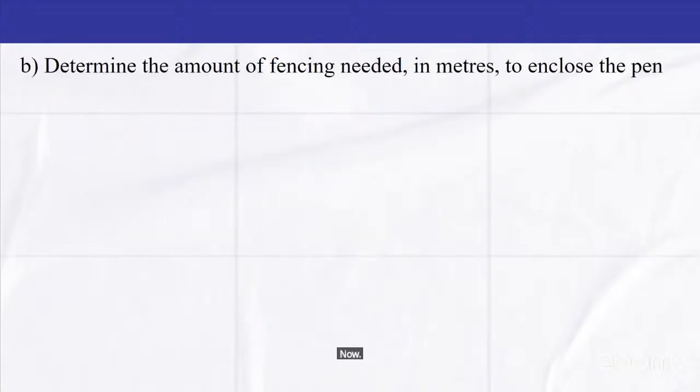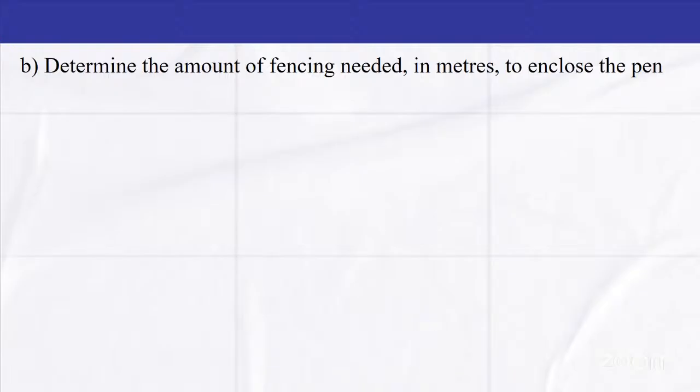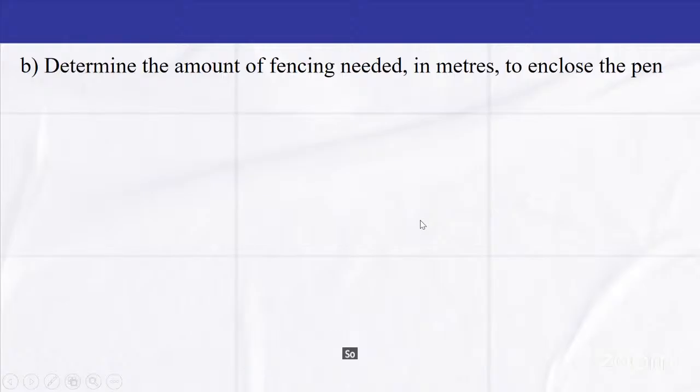Now, the other part of the question says we are to determine the amount of fencing needed in meters to enclose the pen. What are we actually finding here? Diana says perimeter. Janelle Cardis also says perimeter. A student says the perimeter. I think we're going to get to a point where we ask students specifically to respond so that no child is left behind.